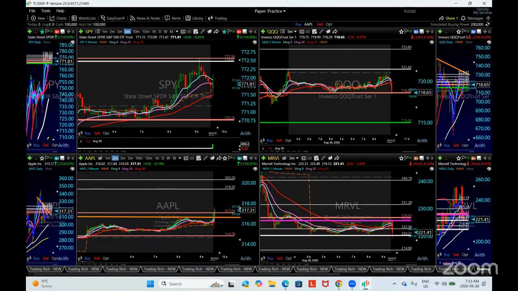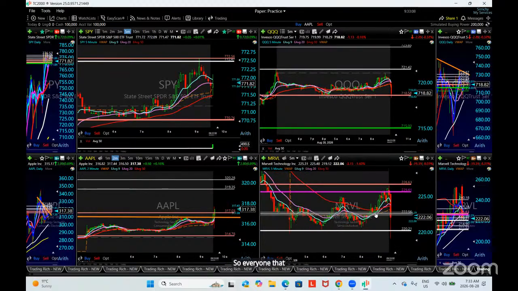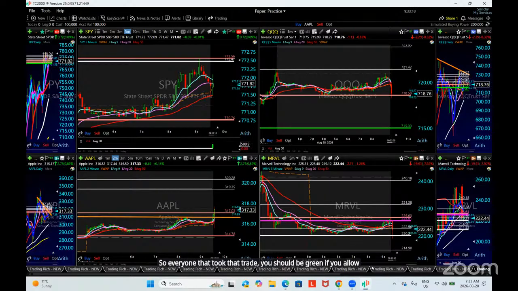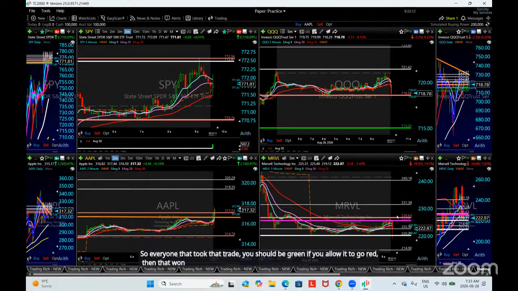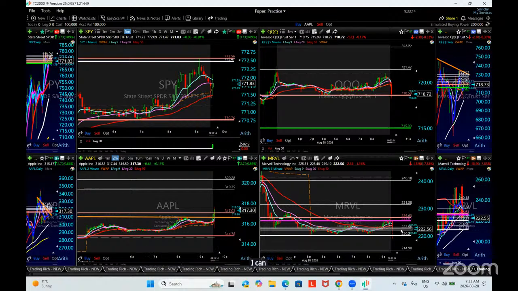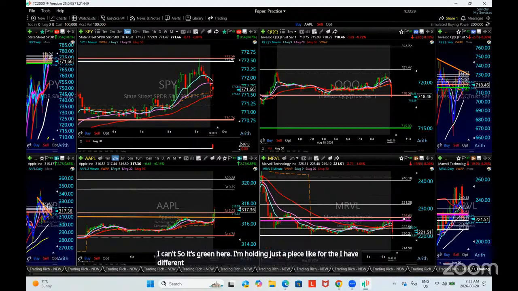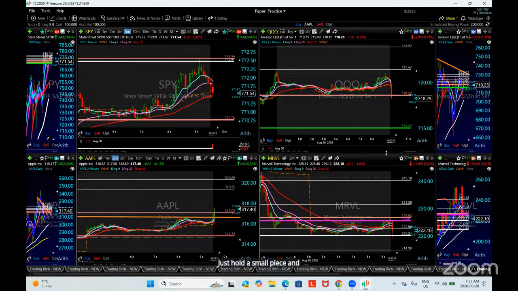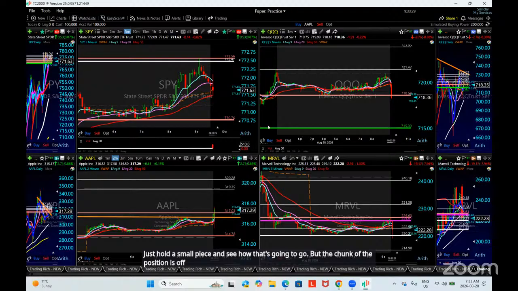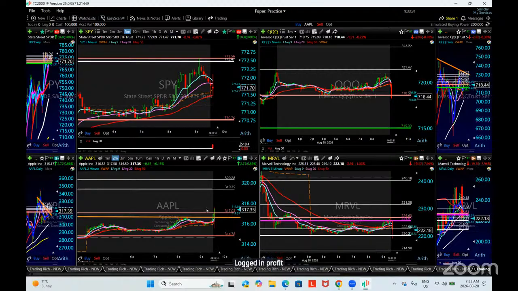Yeah, so here Apple is showing strength. So everyone that took that trade, you should be green. I'm holding just a piece. I have different accounts. I'm copy trading them. Just hold a small piece and see how that's going to go. But the chunk of the position is off. Locked in profit.